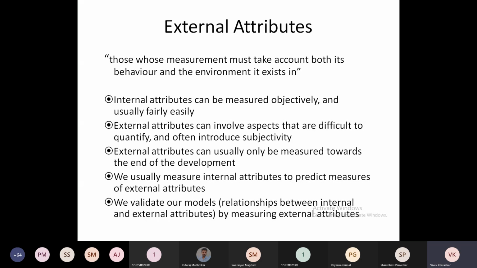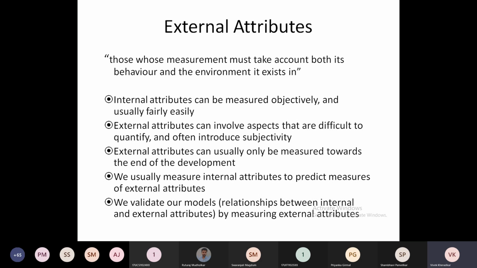In the case of internal attributes, they can be measured objectively, so we have a fair measurement for them. But for measuring external attributes, no such direct measurement is available, because external attributes can involve aspects that are difficult to quantify and are often introduced subjectively. Since an external attribute depends on many aspects, it is very difficult to identify which aspect it differs on, and very difficult to plot that particular aspect.